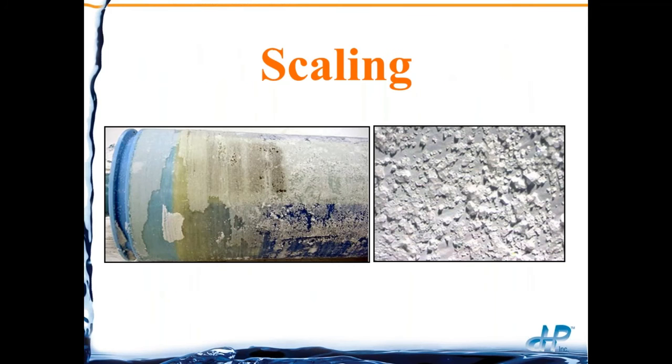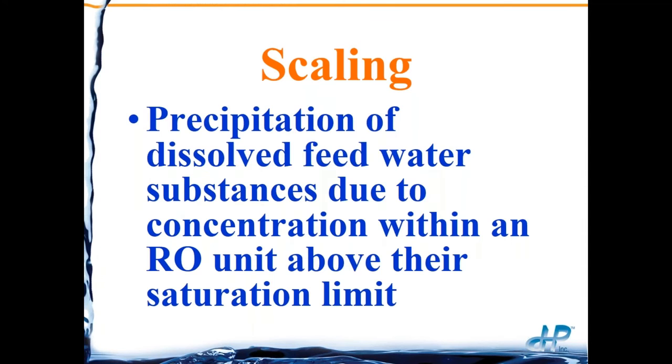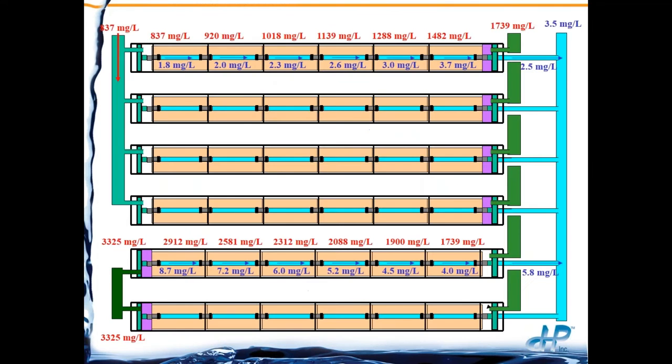First off with scaling. Scaling is mostly double charged ions coming together above saturation and laying out on the membrane. On our left-hand side, we had so much scale on this one that it even laid out on our fiberglass outer wrap. The one on the right-hand side, of course, we have calcium sulphate laid out on the membrane. So this is our definition of scaling: the precipitation of dissolved feed water substances due to concentration within our RO unit above that 100% saturation limit.